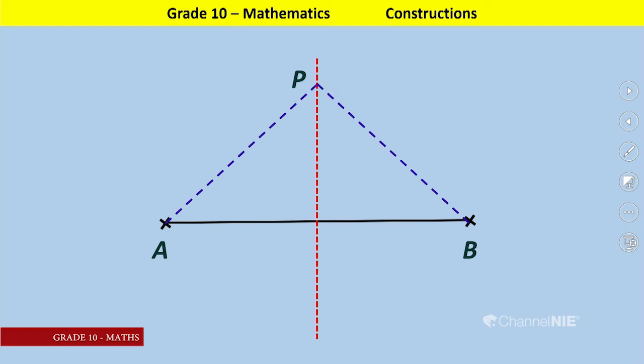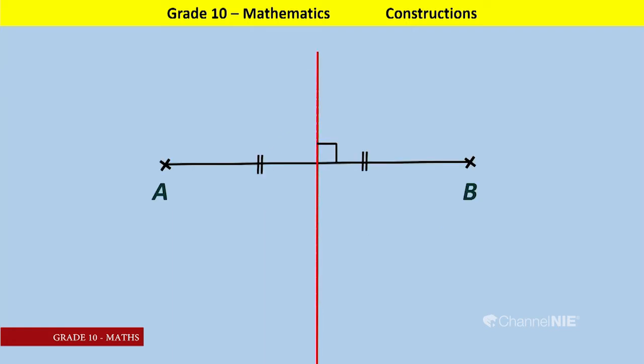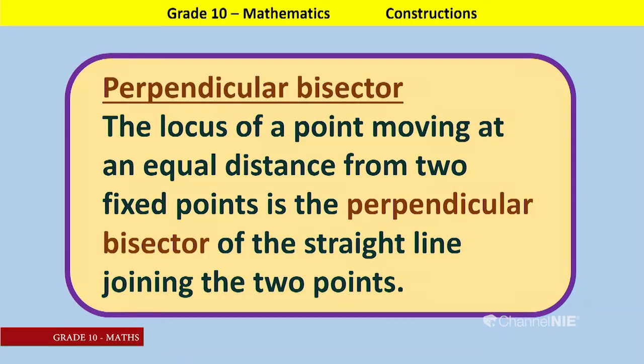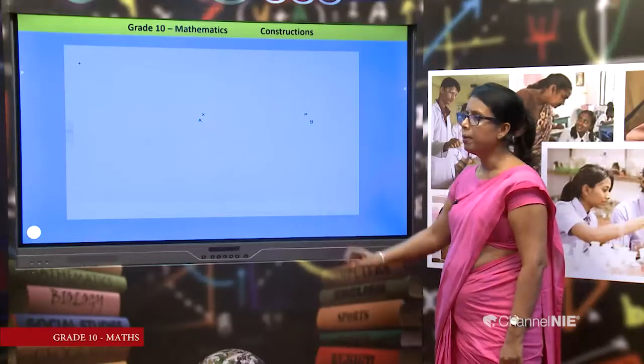Let's take any point as P. AP is equal to BP. So, what is this, children? That is the perpendicular bisector. The locus of a point moving at an equal distance from two fixed points is the perpendicular bisector. Now, let's construct the perpendicular bisector.